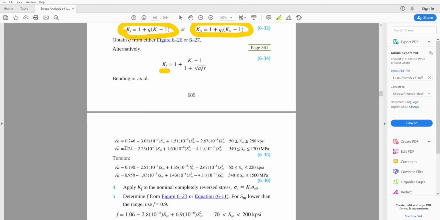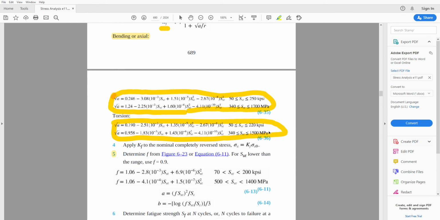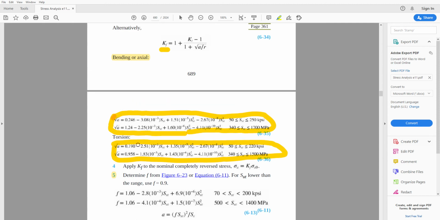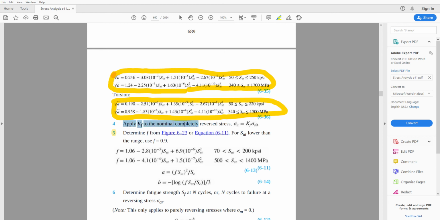And the square root of a can be found from this, right? If it's bending or axial, use this right here. And this depends on the ultimate tensile strength of the material, right? And if it's pure torsion, you find square root of a using this one, right? Depending which units of measurement you're using, metric or US customary units. So once you find square root of a, you plug it back here, you find Kf or Kfs depending on the problem, and then you apply the stress concentration factor to find sigma. So you multiply the stress concentration factor times the stress, you get the maximum stress.